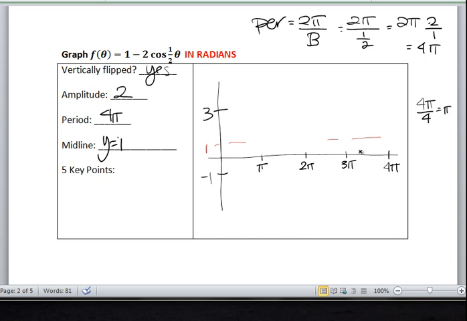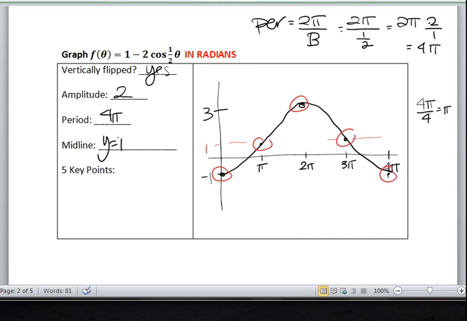Alright, now back to our graph. We are in negative cosine, so we start at the bottom, go up to the midline, up to the max, back down to the midline, and then back down to the very bottom, or minimum of the graph. Now we connect the dots, and that is 1 period of this particular function f of theta equals 1 minus 2 cosine 1/2 theta. Now we're not quite done yet. We need to list out our 5 key points.